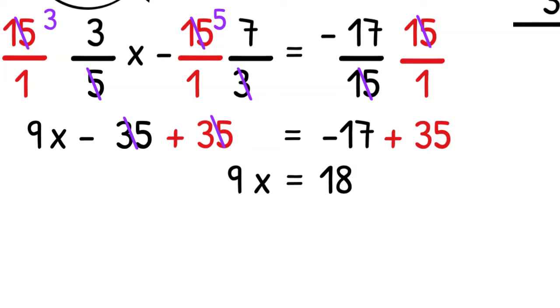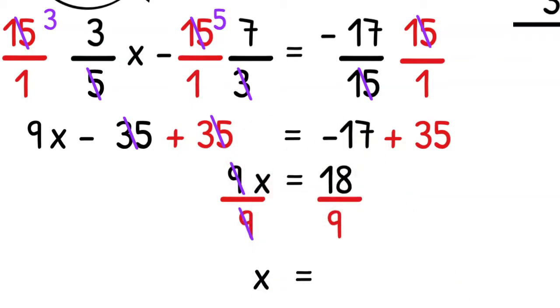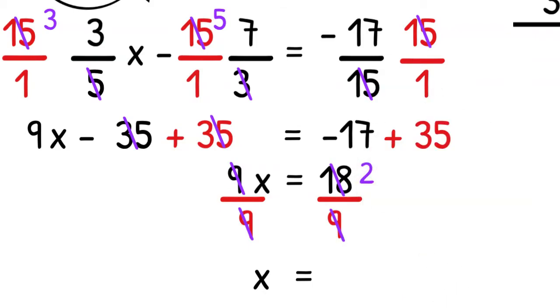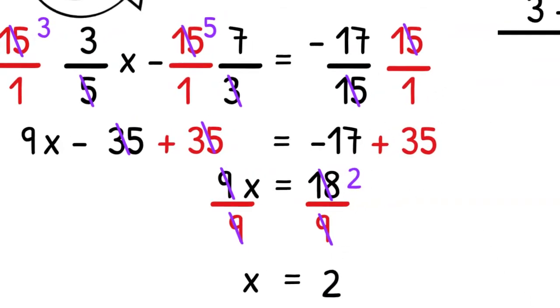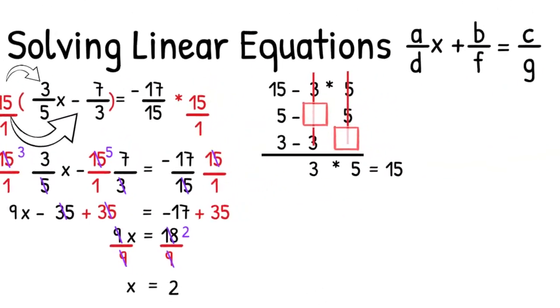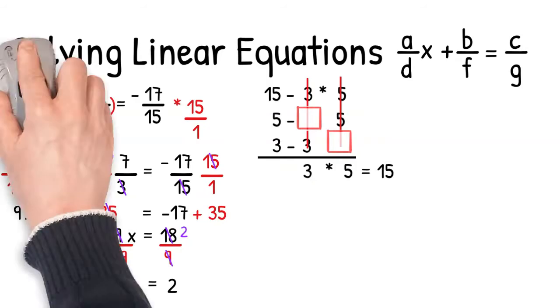Now, undo the multiplication. Opposite is division. Divide by 9, both sides. Multiplication principle of equality. The 9's factor out, leaving just x. And 18 divided by 9 is 2. X is equal to 2. 2 is the solution for the equation 3/5 x minus 7/3 is equal to negative 17/15.